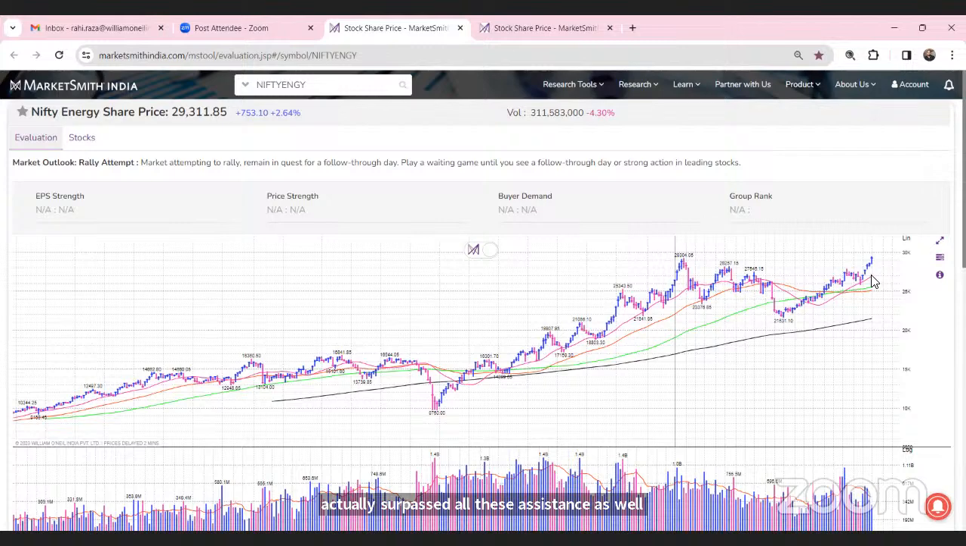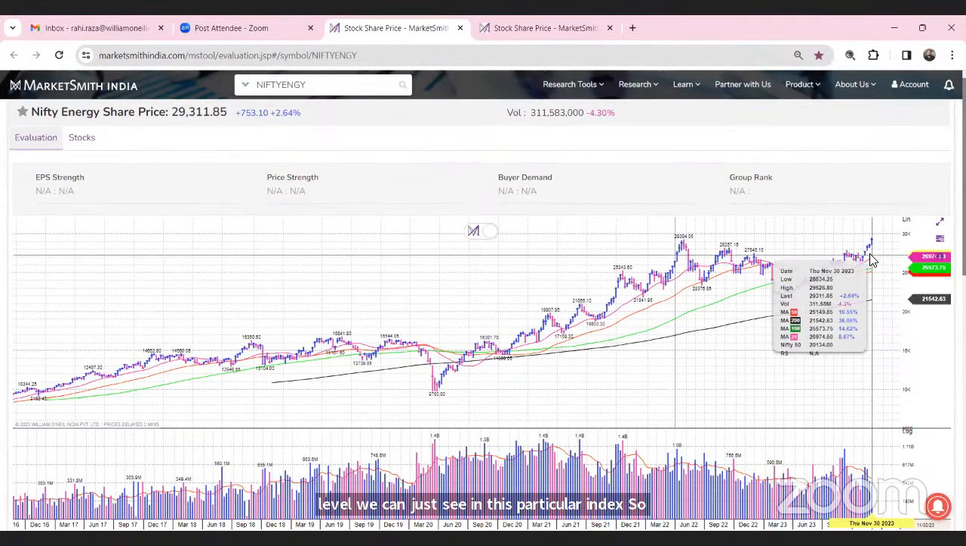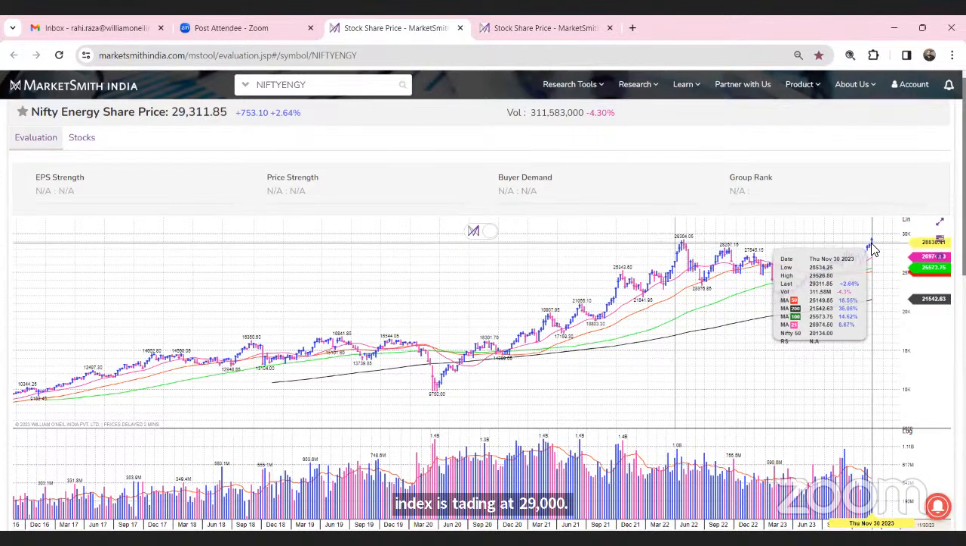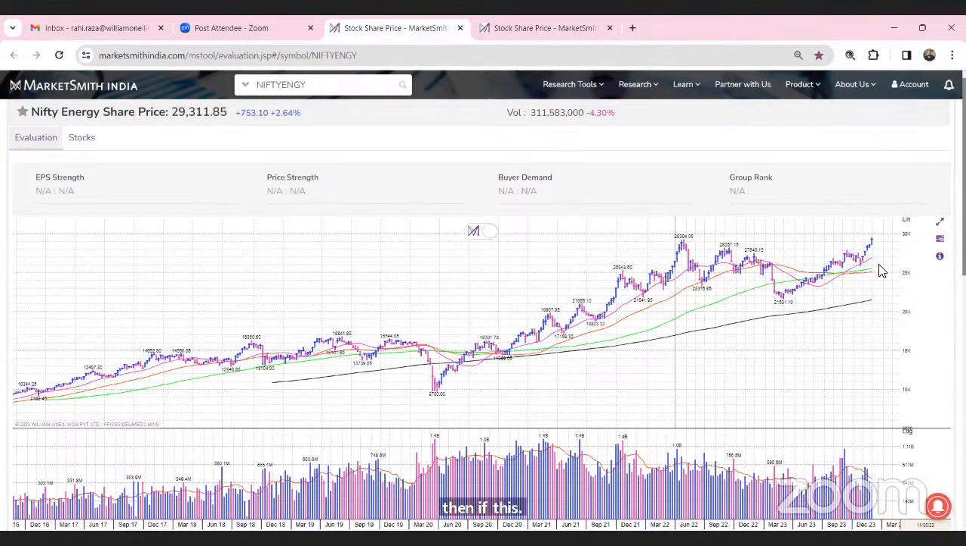So what next to expect in this particular index? If you talk about the Fibonacci retracement analysis, then the 22,000 level we can see in this index. Obviously it will take time. Right now the index is trading at 29,300. It has to go first to 31,000, and then if this bullish momentum continues, sooner or later it can show the target of 32,000 as well.